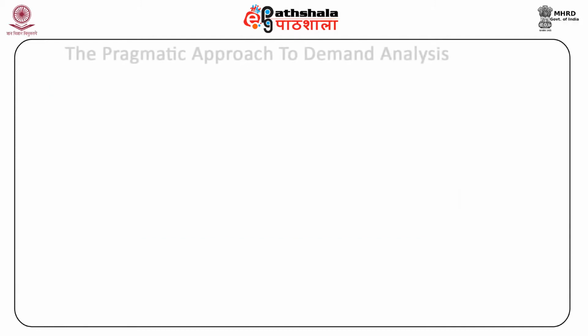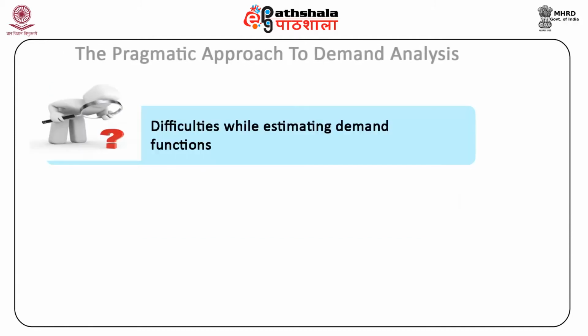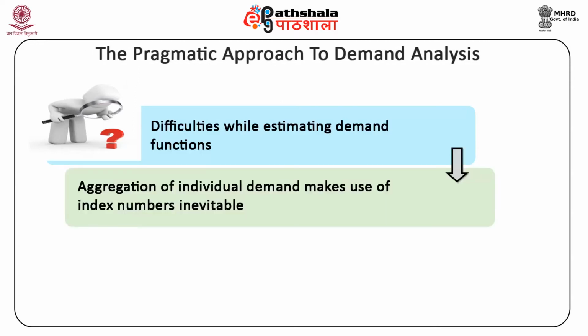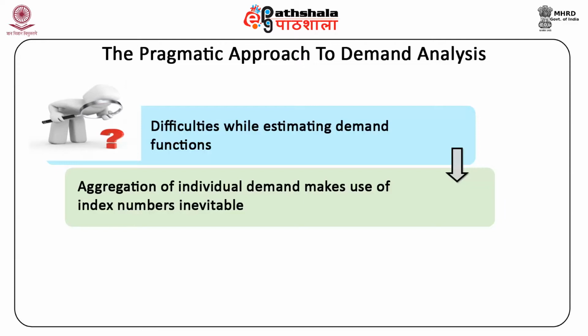Economists face serious difficulties while estimating the demand functions. The aggregation of individual demand makes the use of index numbers inevitable. The problems with the usage of index numbers are numerous. Besides this, there are several estimation problems which impair the reliability of the demand functions estimated statistically.